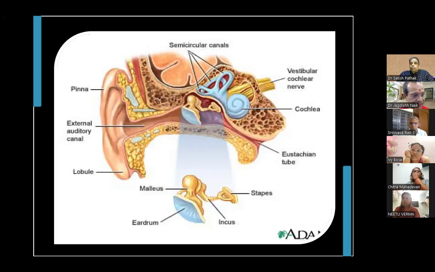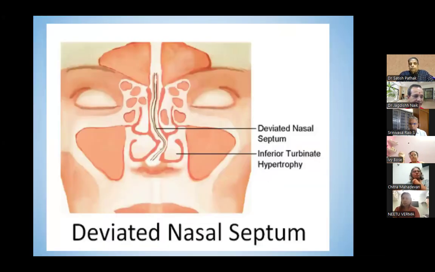So I'm just showing you how it looks. See, this is the central septum. This is one nostril and this is another nostril. And you can see here, it has bent on this side. So what will happen? This side space will reduce. So that is called deviated nasal septum. So there will be less area.